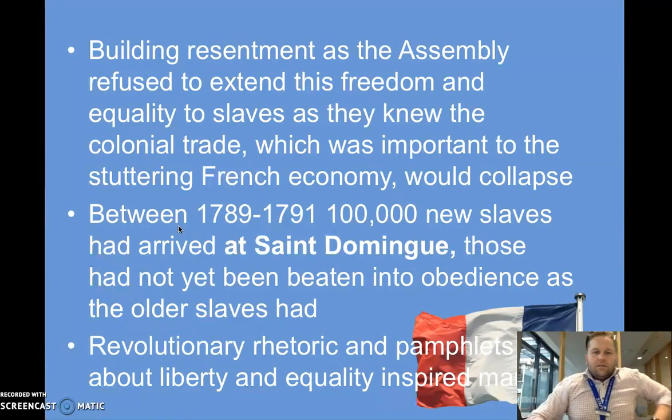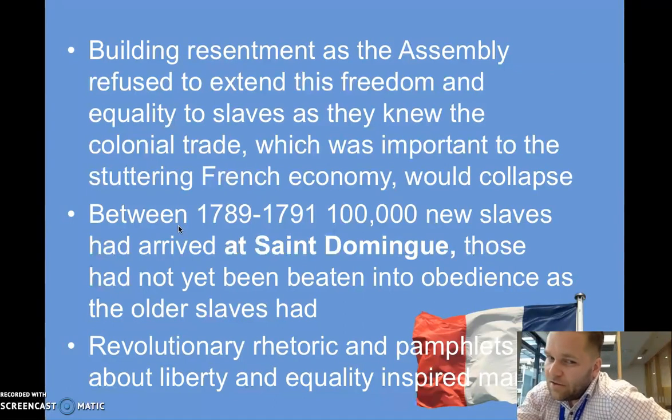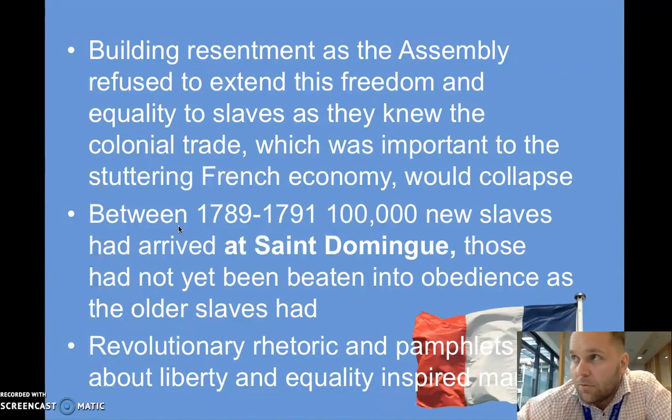Okay, but another thing, and why didn't they do that? Because of course the French economy was in tatters. We know that, and without these possessions, perhaps it posed a very serious threat to France itself. Another thing that we need to consider is between 1789 and 1791, 100,000 new slaves have arrived at this valuable colony of France. I mean, isn't that just unbelievable, these numbers?